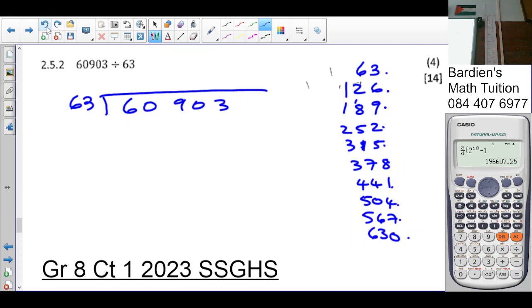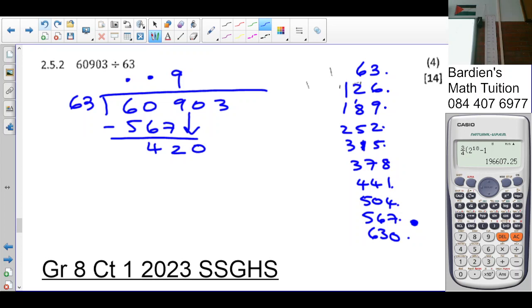So you say, okay, 63 going into 6 how many times? Can't. 63 going into 60 how many times? Can't. 63 goes into 609 9 times, just less than 630. So 9 times 63 gives you 567. So I subtract. 9 minus 7 is 2. 0 minus 6 is 4. Not so? So I carry down the 0.